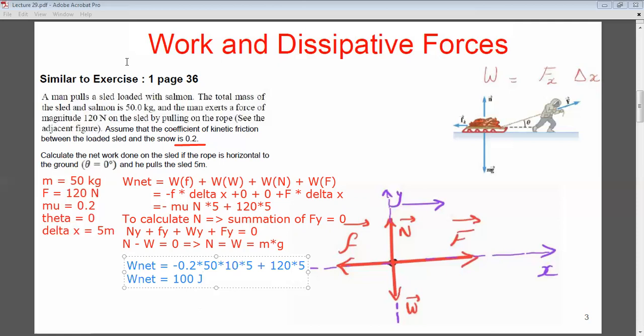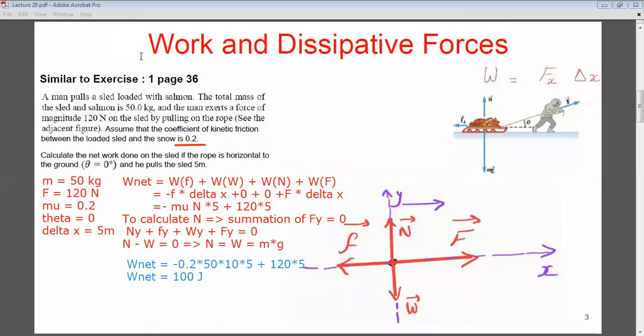Okay, so if I have several forces acting on an object, then to get W net, it is simply the work done by the first force plus the work done by the second force plus the work, as many forces as I have. If I have 10 forces, then here I will have 10 components. Some of them will disappear, some of them will remain. So I need to know how to calculate W net.